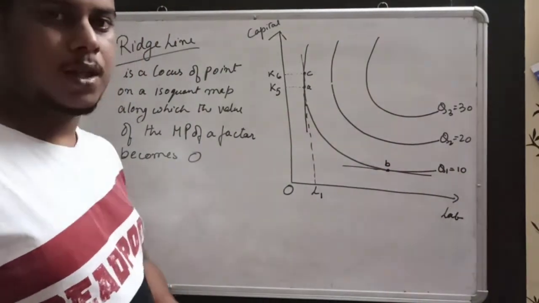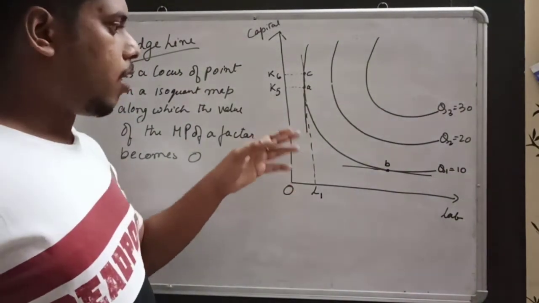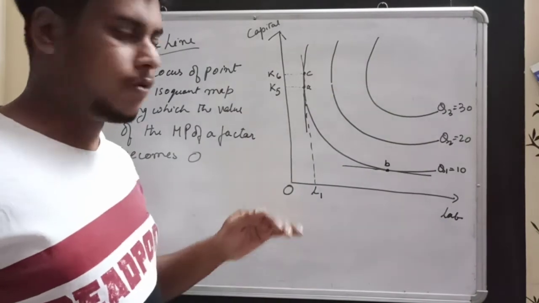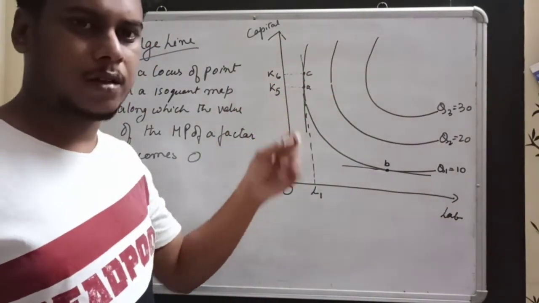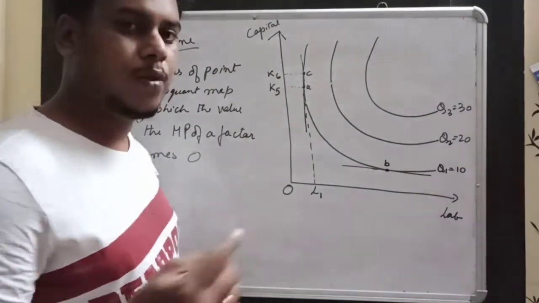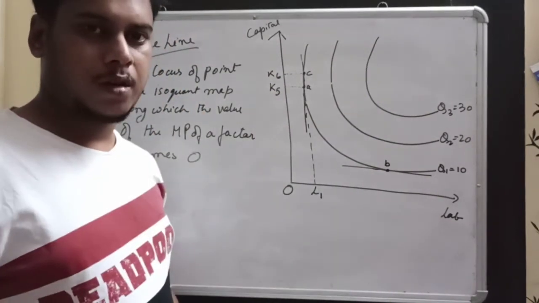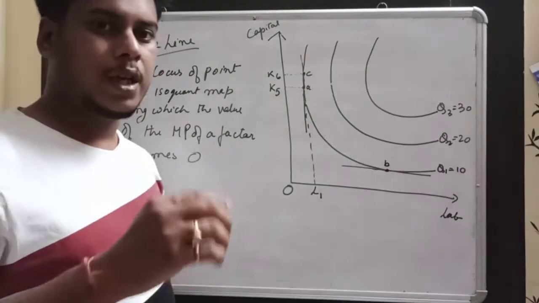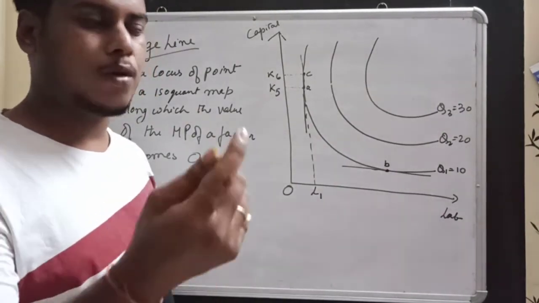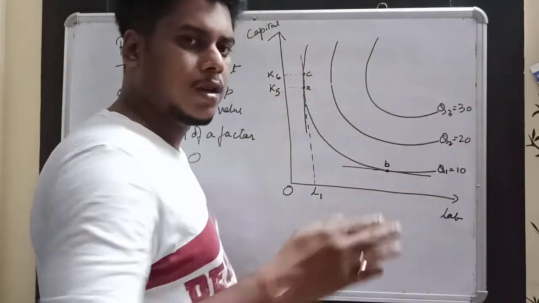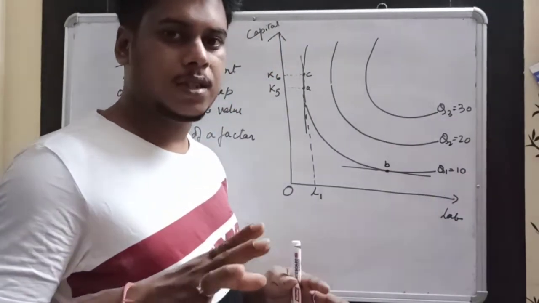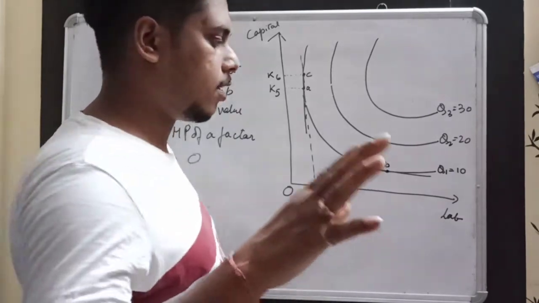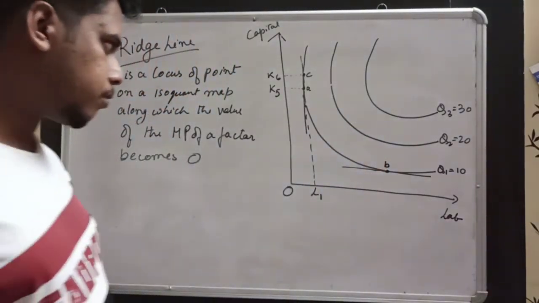Now what does it mean? The output level is the same, however the level of input in case of C is a bit higher. You are adding one more unit of capital. However, inclusion of that extra amount of capital is not giving you any benefit in terms of production. You are still in that same zone of production. You are still producing those 10 units of output.